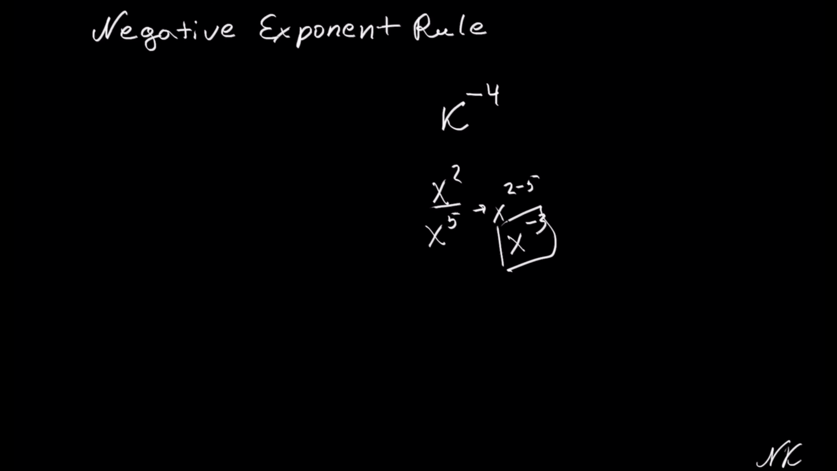However, if we rewrite these exponents and get x to the second as x times x, and x to the fifth as 5 factors of x in denominator, so we get 2 x's in numerator and denominator cancel into 1, and this whole fraction will become 1 out of 3 factors of x in denominator, so x to the 3 in denominator.